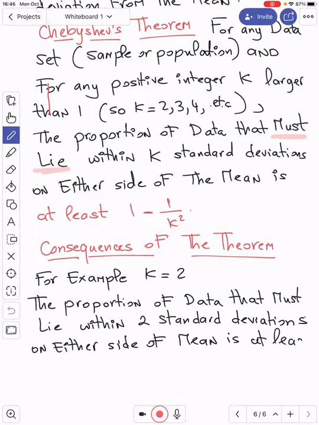So when I say at least, of course, guys, I mean, of course, it can be more than, okay? At least 1 minus 1 over K squared, if my K is 2, so that will be 2 squared. Now, what's 1 minus 1 over 2 squared? Well, that's 1 minus 1/4, right?